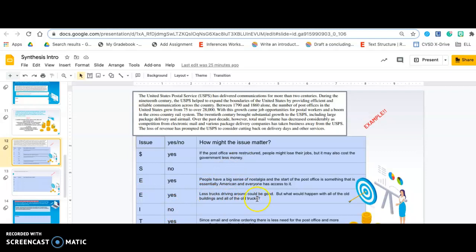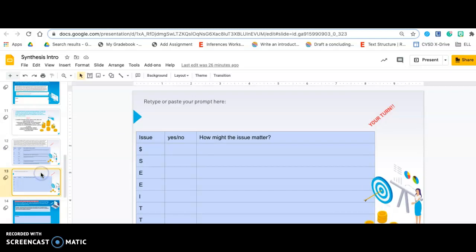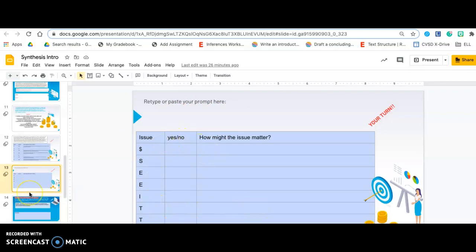Environment, right? I'm like, okay, well, they wouldn't have their trucks anymore, but just because the trucks aren't driving around doesn't mean that they don't have those trucks. So what are we going to do with the trucks? What are we going to do with old buildings environmentally? How is that working out for us? That kind of thing. So you're going to go back to your prompt and you're going to do the same thing. Paste your prompt here at the top and then tell me, how do these issues matter to what your prompt is?